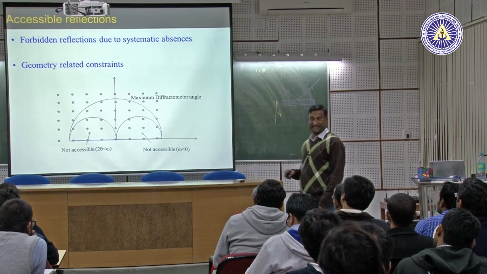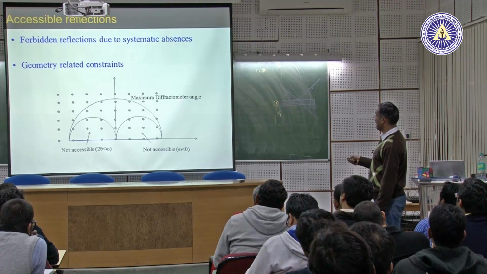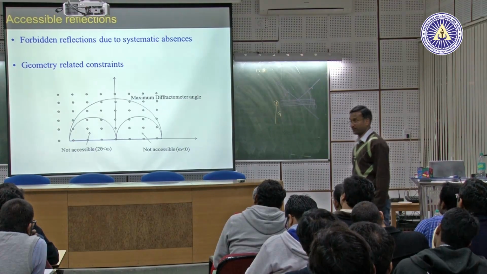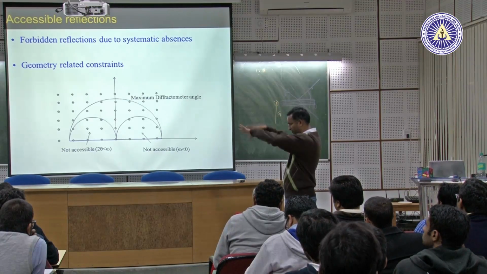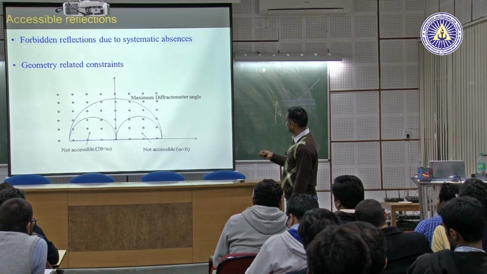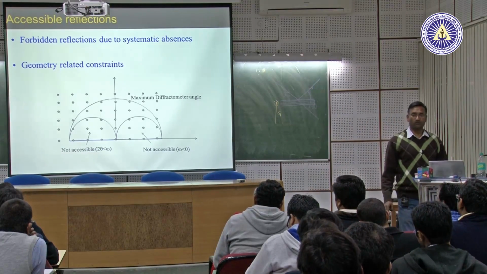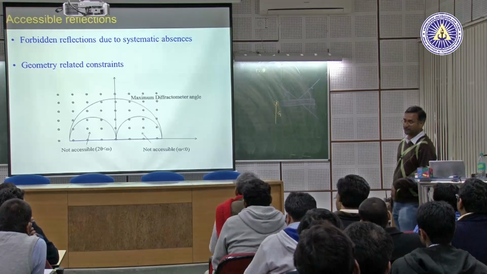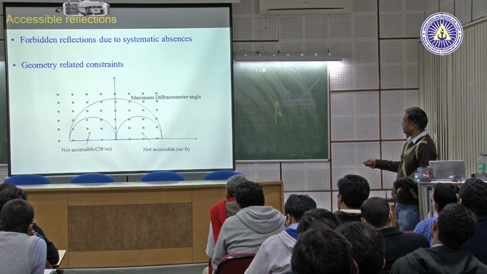Now I was talking about the accessible reflections. If you draw the reciprocal map of a given crystal, you superimpose the Ewald sphere on it. This is the Ewald sphere which I have superimposed, only the top half. The top part is limited by the maximum diffractometer angle, which in most cases is about 160, 170 degrees. Most diffractometers do not go beyond 150 degrees, so this is typically 150, 160 degrees.